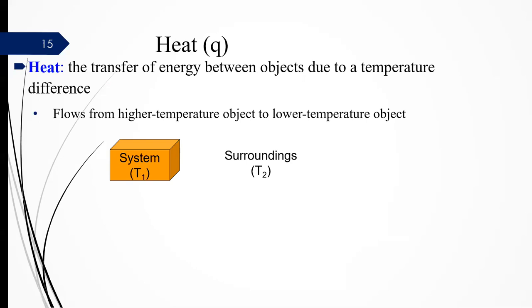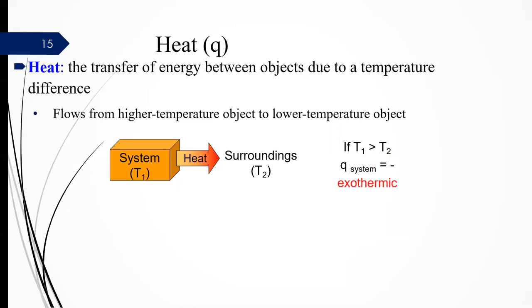So system is going to be what we are interested in. Surroundings is going to be everything else outside of that. So in this case, our system is this orange box and our surroundings is anything else. And so we're looking at what happens when the system has a higher temperature than its surroundings. So we should think about which direction that heat's going to flow. And so the heat should flow from the system to the surroundings. And so the heat of the system, that Q, is going to be negative. It's going to be losing energy.